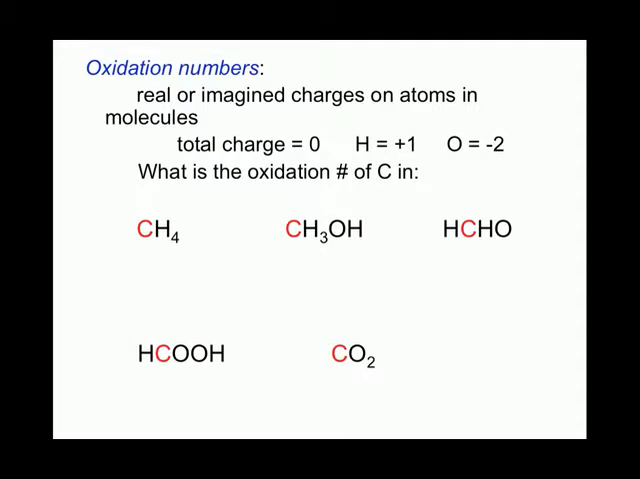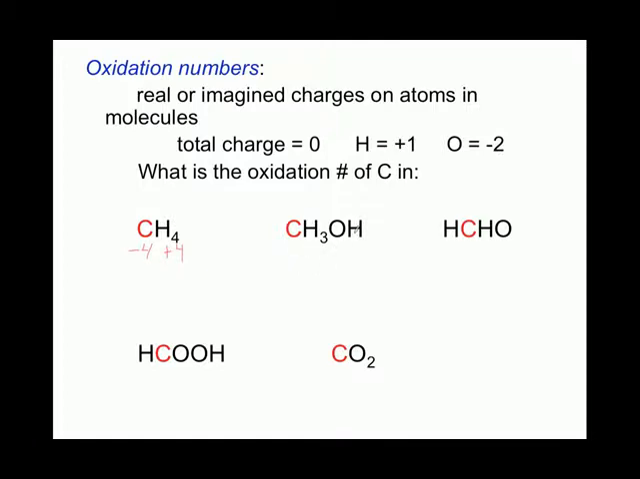So what I would do is look at the first one and go, okay, hydrogen is plus 1, and there are 4 of them. So that must be plus 4 for the hydrogens, and therefore this carbon must be negative 4. So that's its oxidation number.